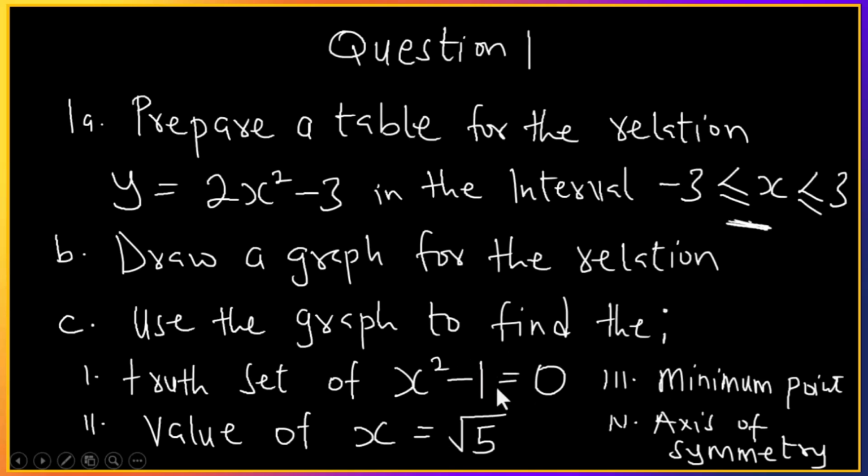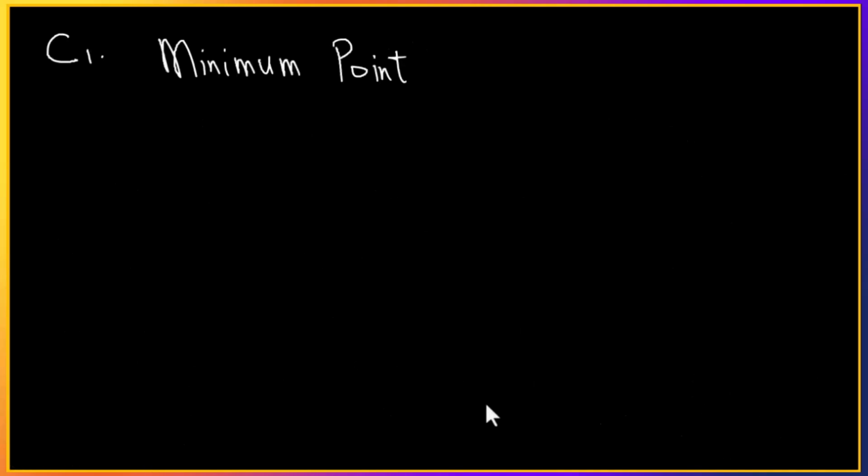So what we see here are the features of the graph, the things that we are going to notice on the graph. I will start with the first one, which is the minimum point.